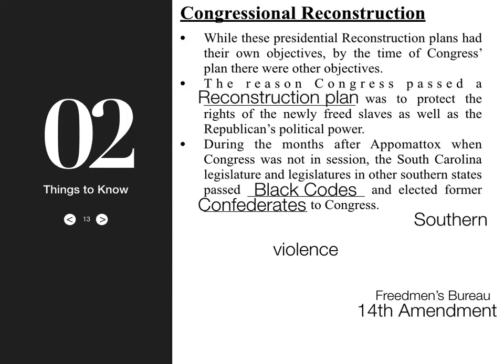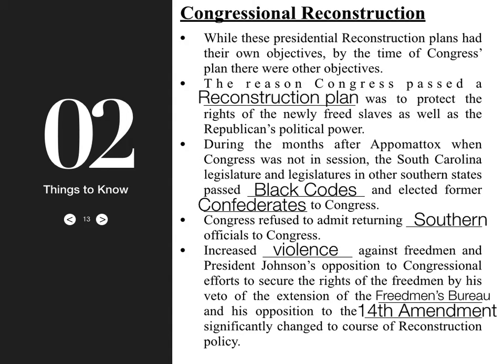During the months after Appomattox, when the Confederates surrendered, when Congress was not in session, the South Carolina legislature and legislatures in other southern states passed black codes. Again, we'll look at black codes, and elected former Confederates to Congress. Congress refused to admit returning Southern officials to Congress.